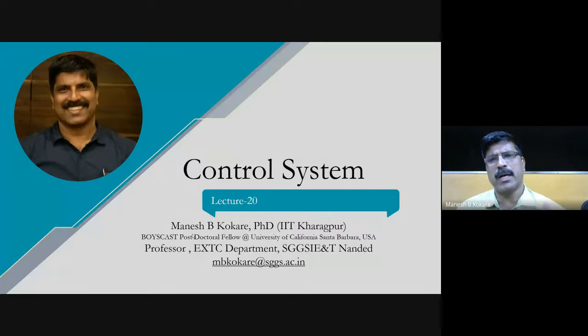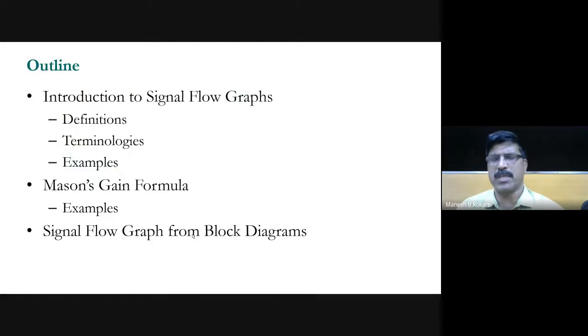So, the question is: is there any alternative method by which we can find the transfer function of any complicated system very quickly? The answer is yes, and the method is by using signal flow graph, SFG. So, what is signal flow graph? Who developed the signal flow graph? How do we find the transfer function by using it? What is Mason's gain formula? That we are going to study in this lecture.